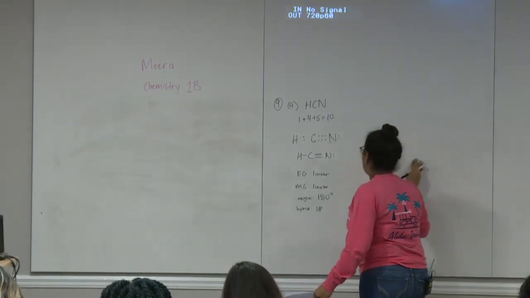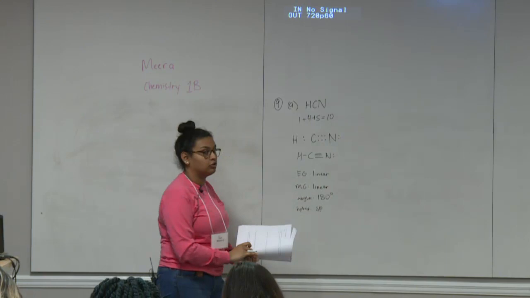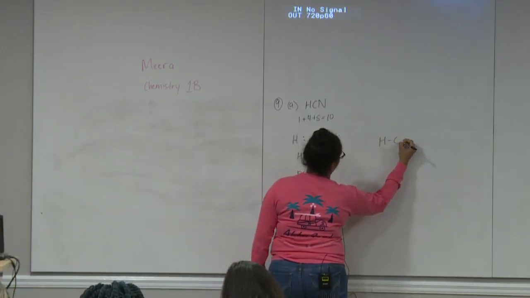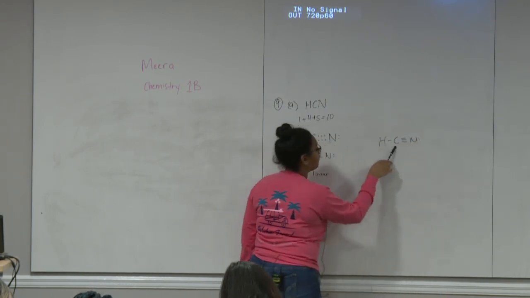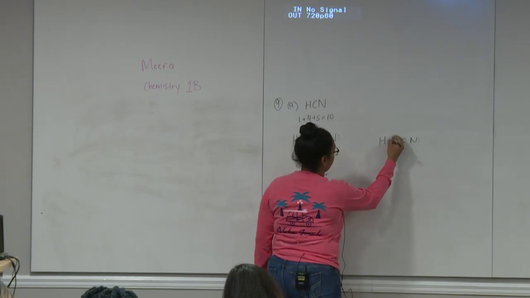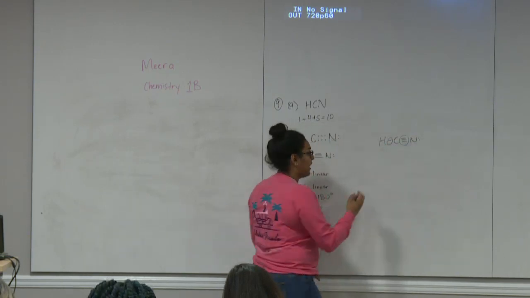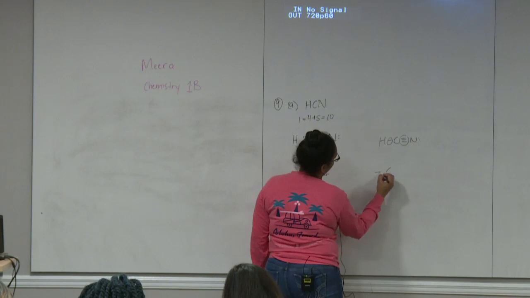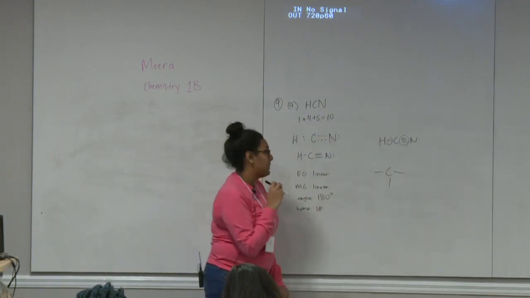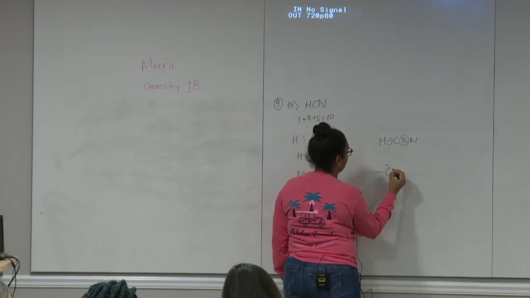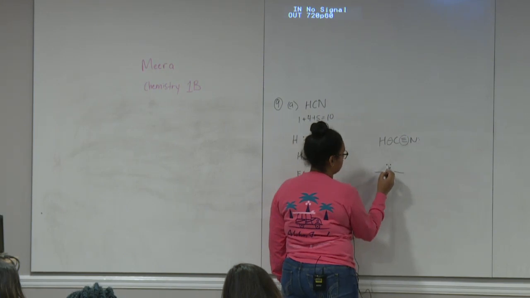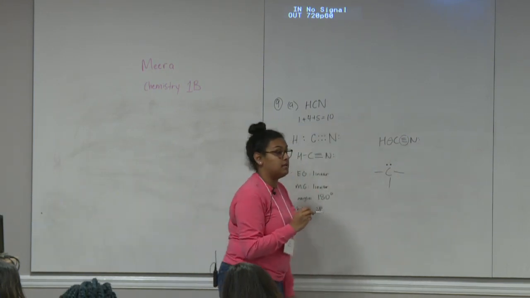Hybridization is basically counting the electron groups. Say we're taking HCN. This carbon is bonded to 2 different things, which means this is 1 electron group and that's 1 electron group. Say a carbon had 3 bonds and a lone pair. That's 1, this is 1, this is 1, and this is 1. So that would be sp3.